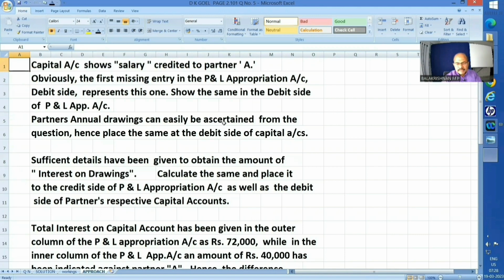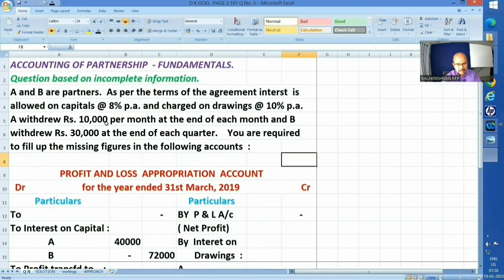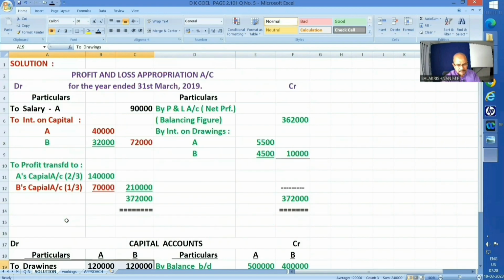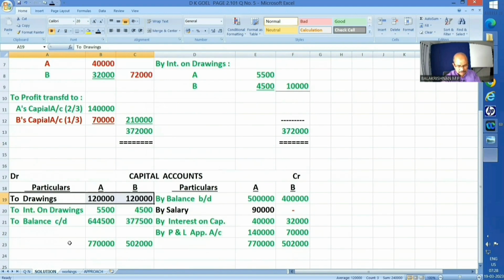Partners' annual drawings can easily be ascertained from the question. Hence, place the same at the debit side of capital accounts. Annual drawings, A 10,000 per month and B 30,000 every quarter. So this also 10,000 into 12, 1,20,000, and similarly 30,000 into 4 quarters, 1,20,000. So both same amount. Capital account debit to drawings, 1,20,000. And of course, drawings doesn't have a place in the P&L appropriation account. It has only interest on drawings.